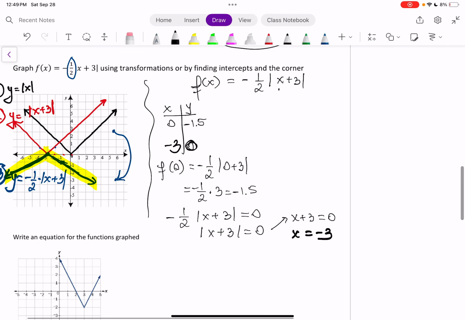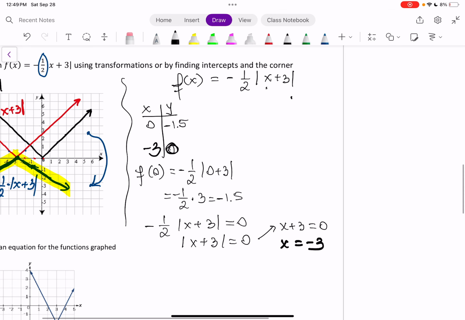So let's see if we can get a graph, or get an idea of how many more points we need. Okay, so I have the point of coordinates 0, negative 1.5, and I have the point of coordinates negative 3 and 0. With these 2 points, we're not quite sure which one's the corner, right? How is this graph going to go? How is this V going to look through these 2 points?